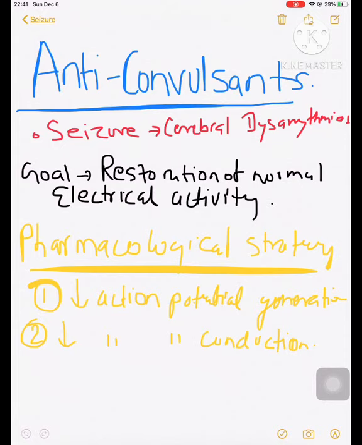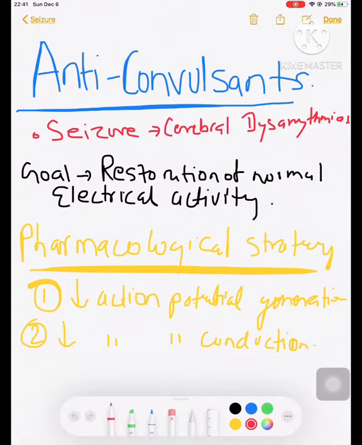So what is a seizure? A seizure results from episodic electrical discharges in the cerebral neurons. Basically it is cerebral dysrhythmia. When there is uncontrolled release or occurrence of electrical activity in the brain, it will cause seizures. To control these seizures, our goal should be the restoration of these uncontrolled electrical activities.